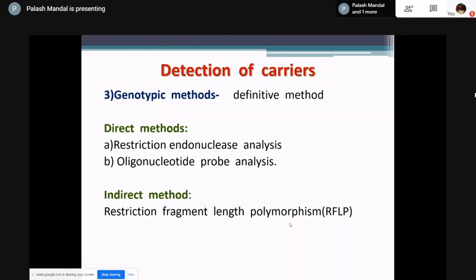The genotypic methods are expensive methods, because here we use the molecular diagnostic tests. So restriction endonuclease analysis, oligonucleotide probe analysis, and RFLP techniques, these are important but very expensive, and may not be possible in most of the labs.